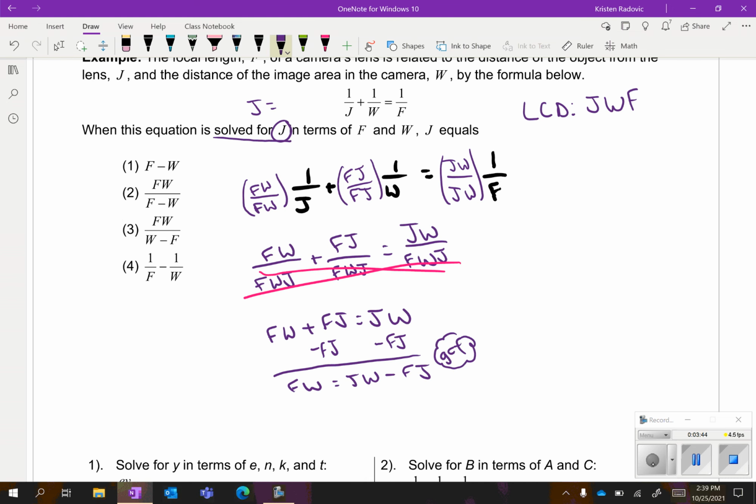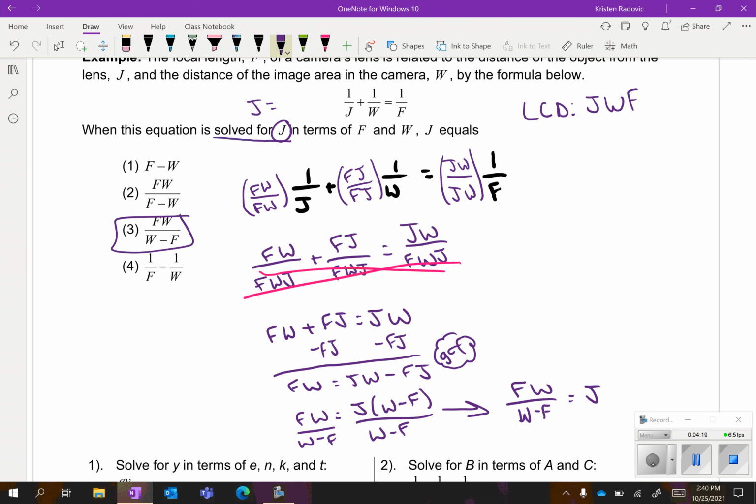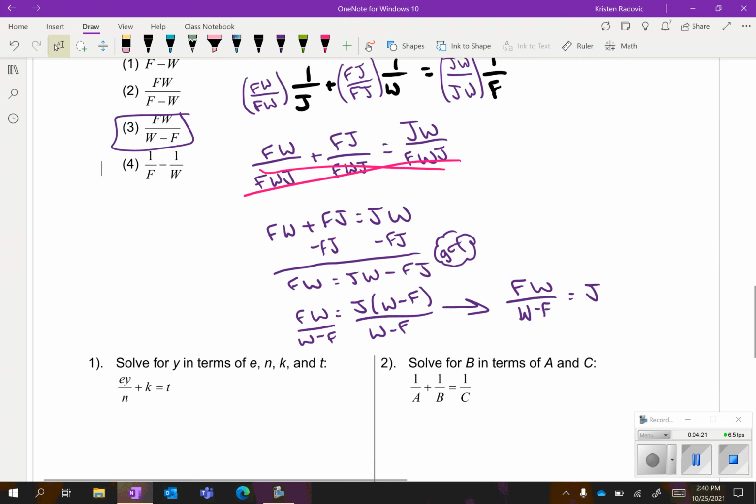And when you take out the GCF, we're going to be left with J times, when you take out J, you are left with W minus F. And to get J by itself, because it's J times something, what undoes multiplication is division. So this is going to be divided by W minus F. And that leaves us with FW over W minus F is equal to J, which would be choice 3. Let's try 2 more.